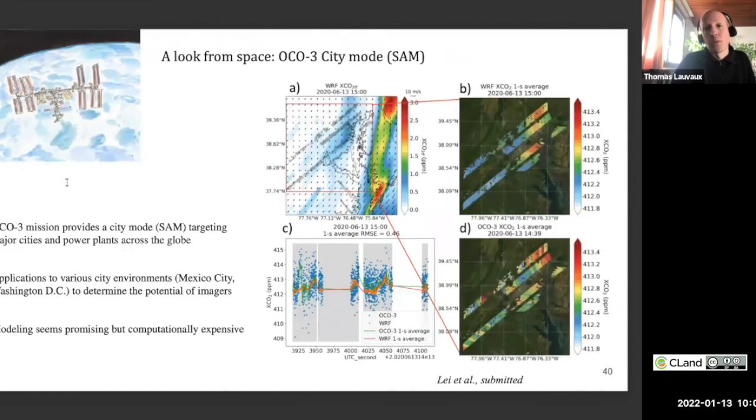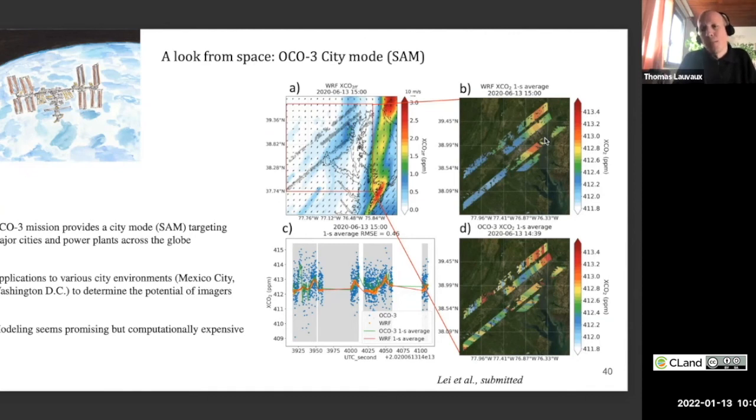The next generation was OCO3. It's the same instrument, same characteristics, except that it has a pointing capacity. So you can actually take the instrument and scan. Here I show you a scan over Washington, DC, and Baltimore. You see these bands. The satellite, as it's passing over Washington, is going to make several bands to do some sort of a pseudo image.